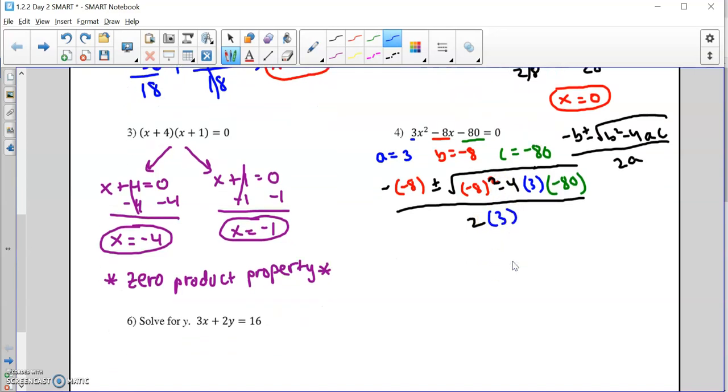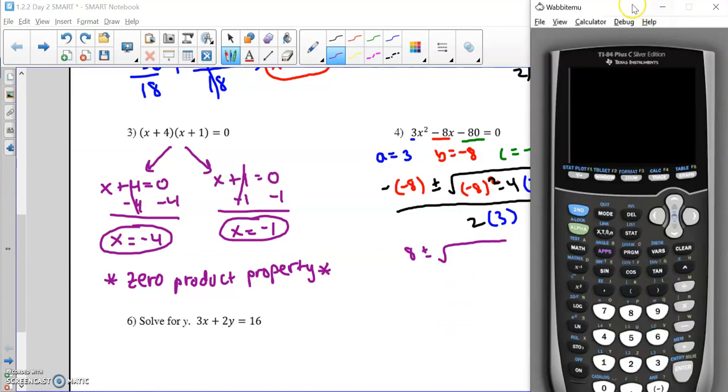All right, now that we're all plugged in, we can go ahead and start simplifying. So we know that this -1 times -8, that's going to turn into a +8. And remember, this whole first term, the point of it is just to be whatever your B is, but just with an opposite sign. All right. So next, we have the square root. So let's go ahead and start simplifying whatever's in the square root.